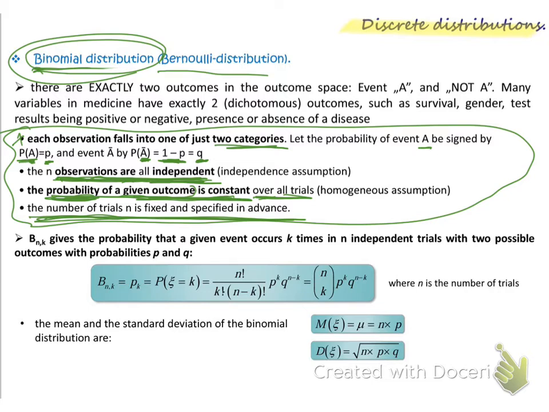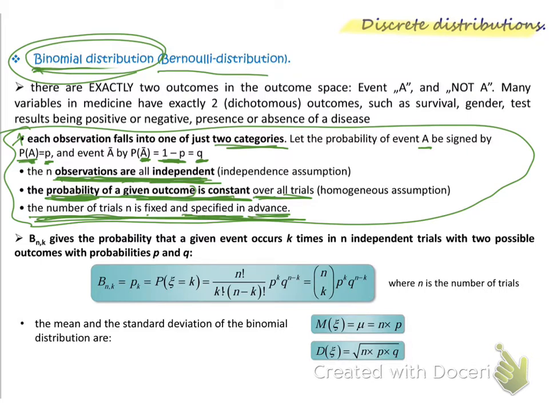The number of trials is fixed and specified in advance. Before starting the experiment, I'll make the experiment 15 times, 16 times, 100 times, 200 times. So it should be fixed in advance. I should not, after finding different readings or being influenced by the readings, decide to increase the number, because then the answers or the observations may change. I should not change my mind. From the beginning, I have to decide how many trials I should have.